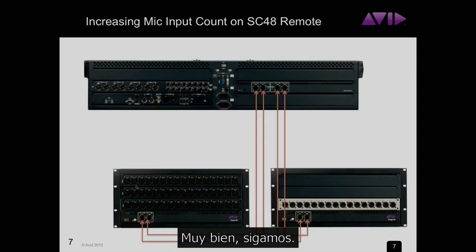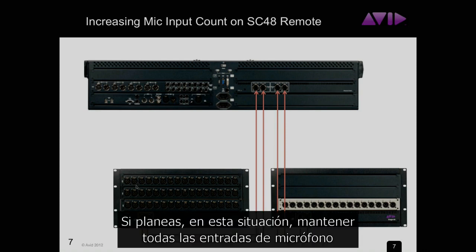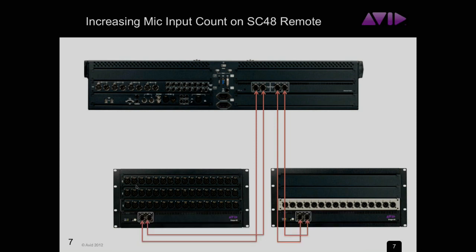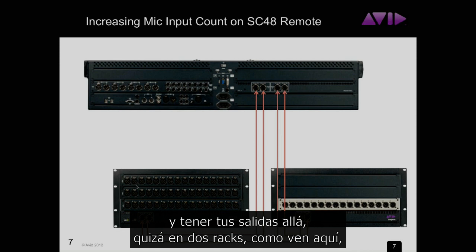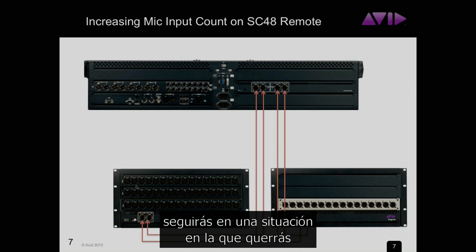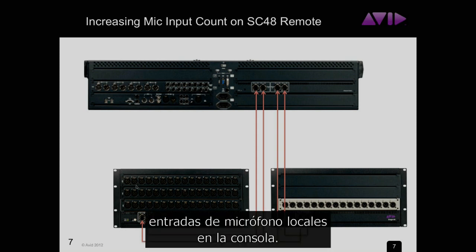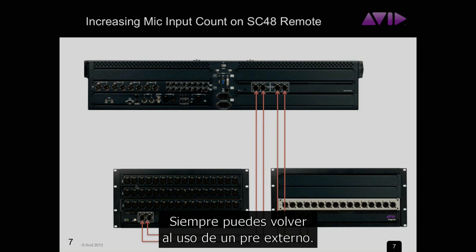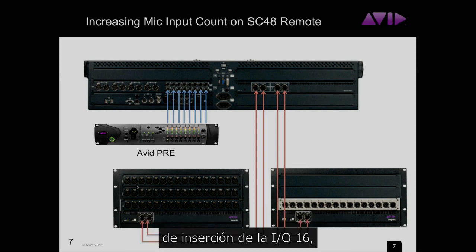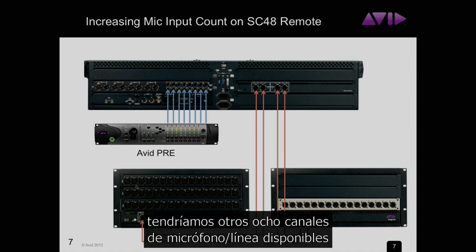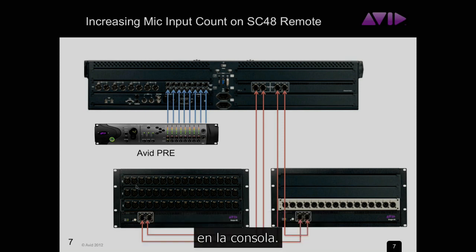All right, let's carry on here. If you're looking in this situation to keep all of the mic inputs located remotely down at the stage level, as well as have your outputs back there, maybe in a 2-stage rack situation like you see here on screen, but you still are going to be in a situation where you might want mic inputs local to the console, you can always revert to using an external pre. If we were just to use something like an Avid pre and then bring that right into the insert return points on the IO16, now we've got another 8 channels of mic line level available to us at the console.